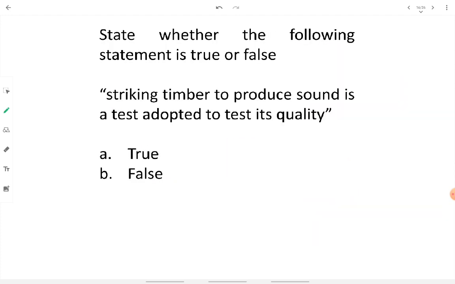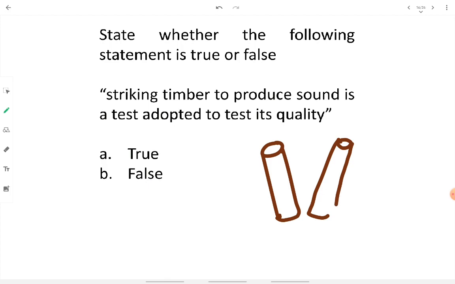Then state whether the following statement is true or false. The statement is: striking timber to produce sound is the test adopted to test its quality. We are talking about striking two logs of timber together. Then what kind of sound, what kind of wavelength are we going to obtain?